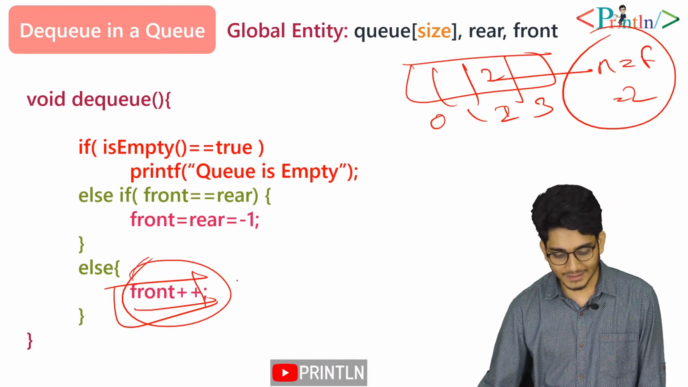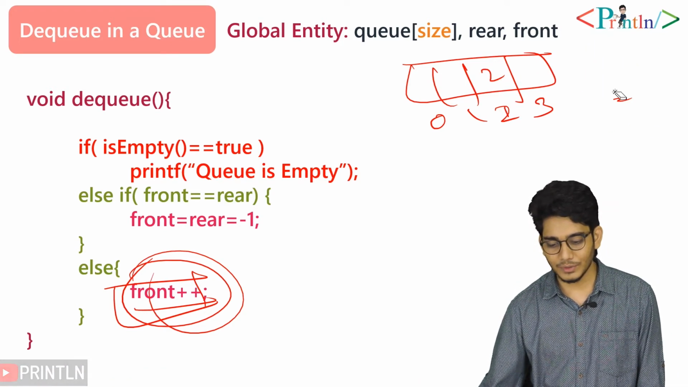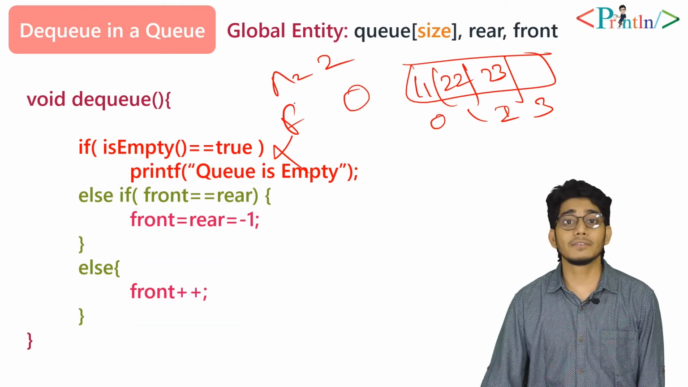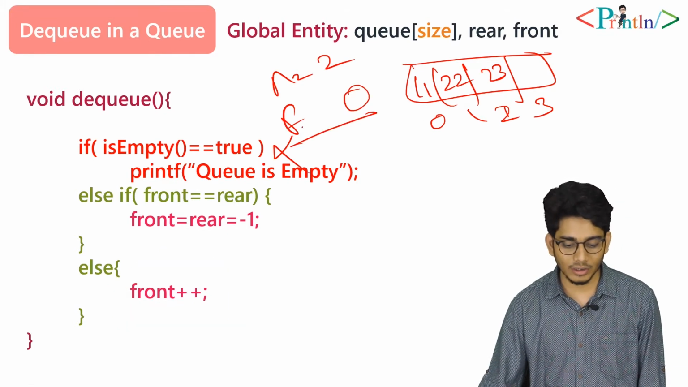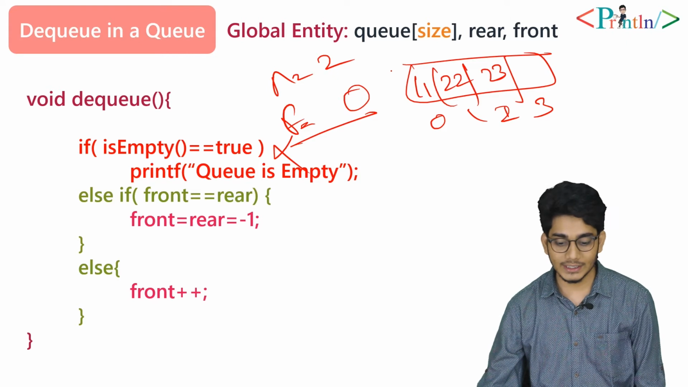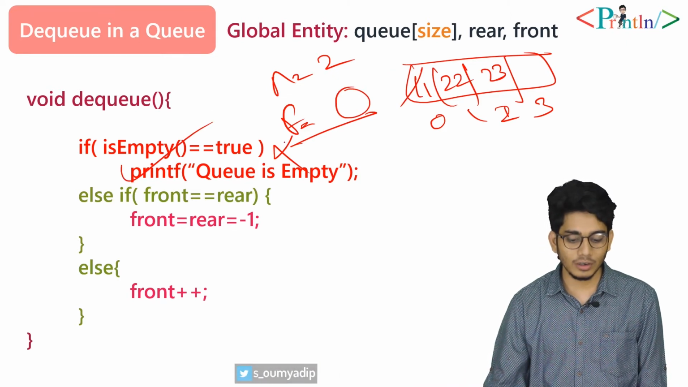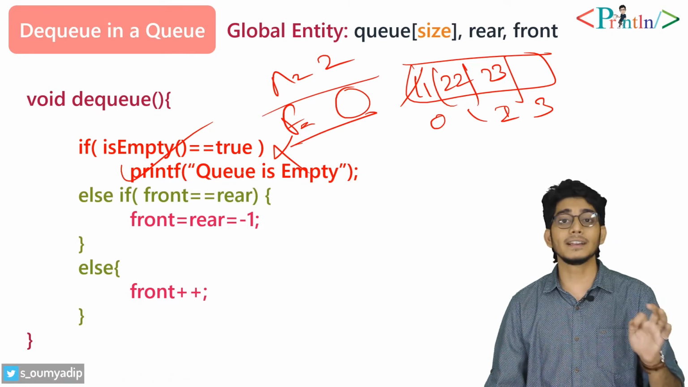So let me explain this thing again. Let's say that we have 11, 22, 23. Initially, what is the value of the front? The value of the front is 0. Now if we are trying to delete 11, then we'll check whether our queue is empty or not. What is the value of the front? That is 0. What is the value of the rear? That is 2. It means our queue is not empty.